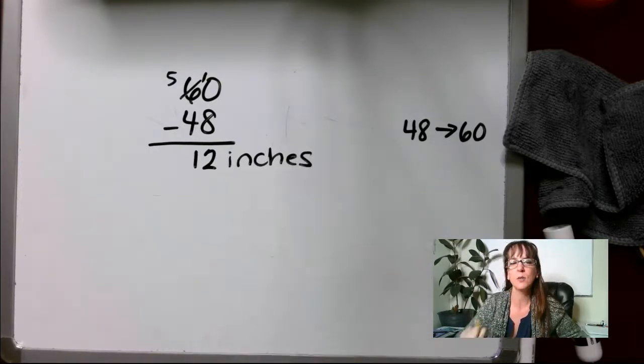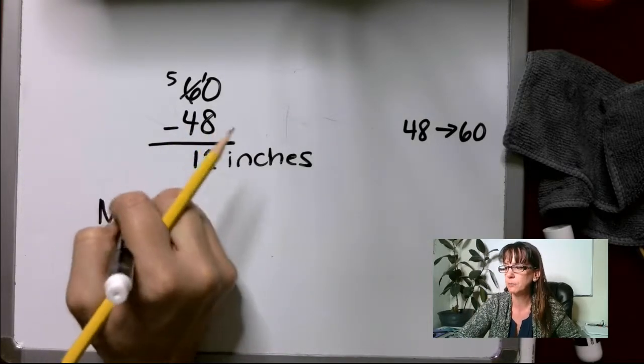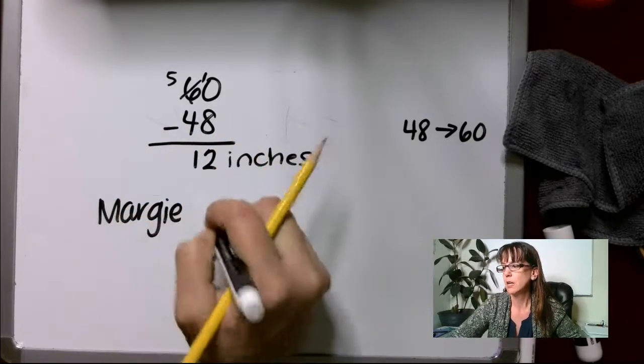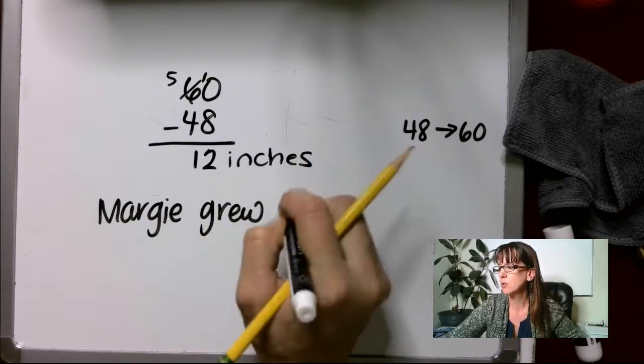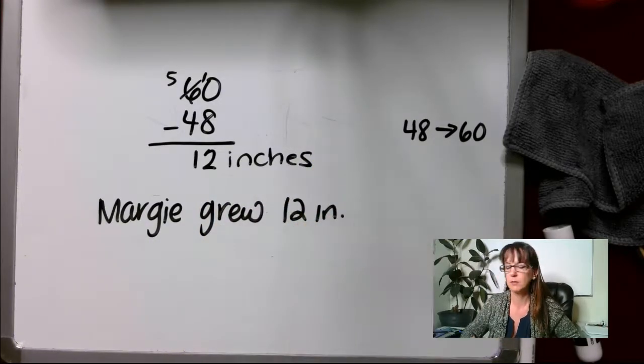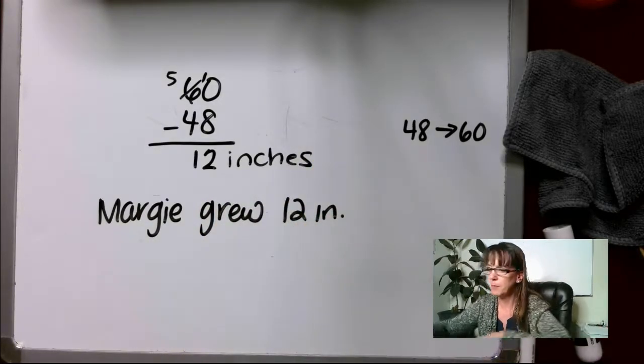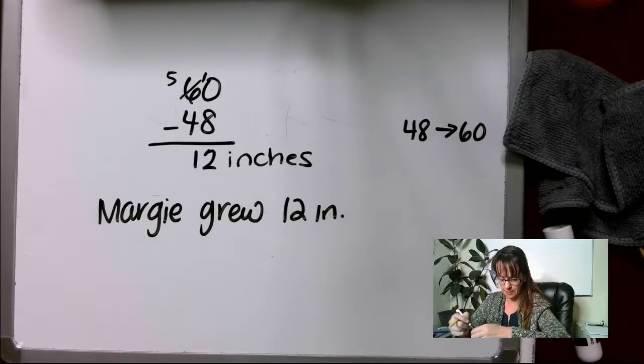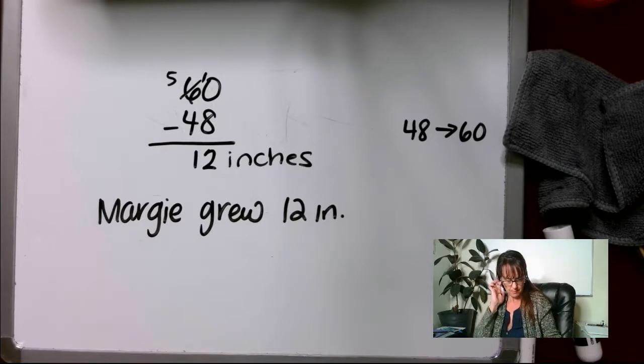It's a good idea to answer your word problems in sentence form. So Margie grew 12 inches between her 8th and 12th birthday, I think it was, right? Let's see. And then for G, during which year did Margie grow the least?